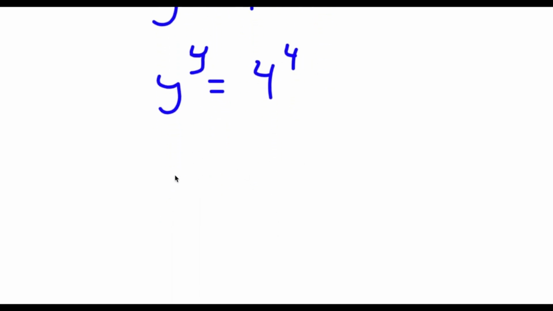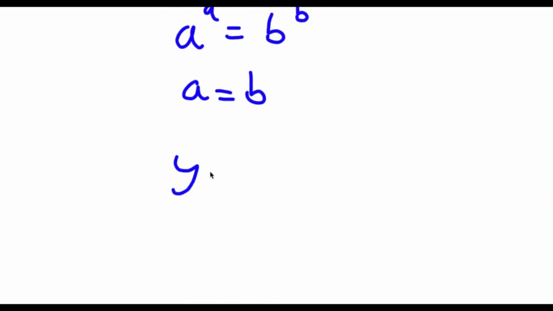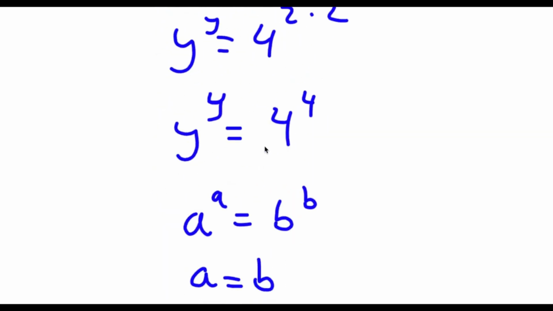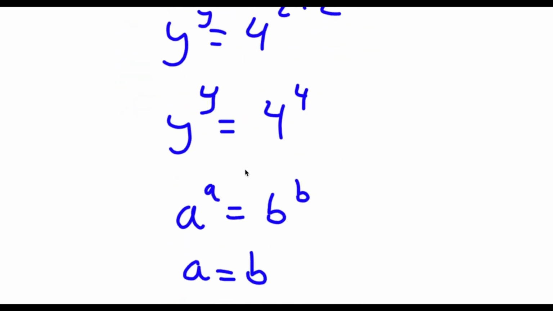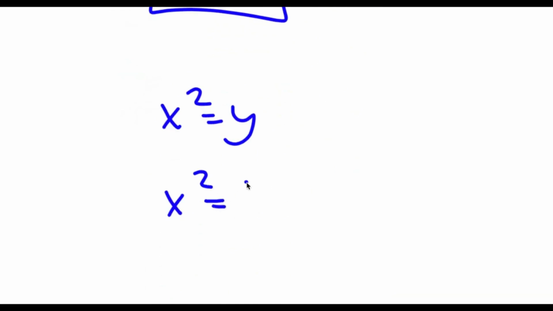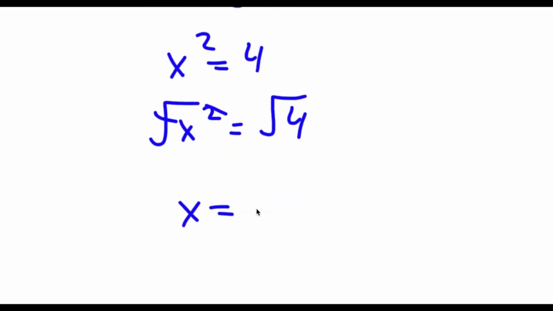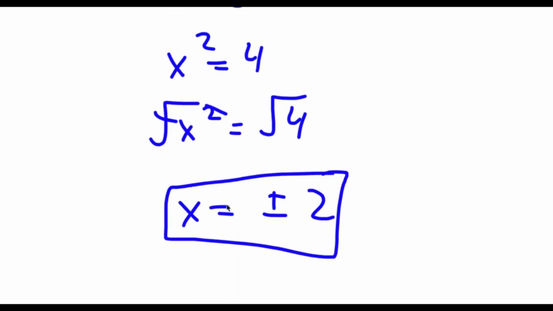Now, if I have something in the form a to the power of a is equal to b to the power of b, then this means that a is equal to b. So in this case, y is equal to 4. However, remember, we're solving for the value of x. So if x squared is equal to y and y equals 4, this means that x squared is equal to 4. So now to solve this, I'm going to take the square root on both sides. These two cancel out. Now I'm left with x is equal to positive or negative 2. So this is my answer.